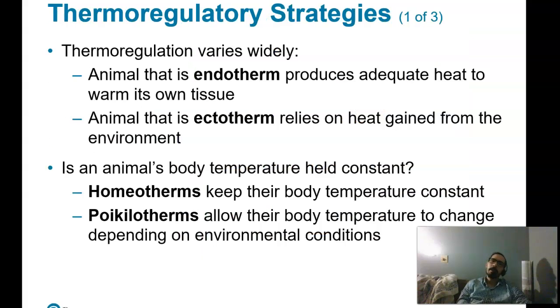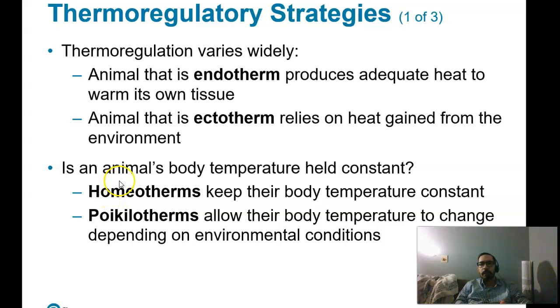Okay. So thermal regulation varies in different animals. So an animal that's an endotherm is an animal that produces enough heat to warm its own tissue, like most mammals, although not all the mammals. An animal that's an ectotherm relies on the heat that is gained from the environment. Okay, so these classifications are based on how the animal is able to obtain the heat. Is it producing it or is it obtaining it from the environment? Right. So if it's producing its own heat, it's an endotherm. If it's getting it from the environment that it's in, it's an ectotherm.